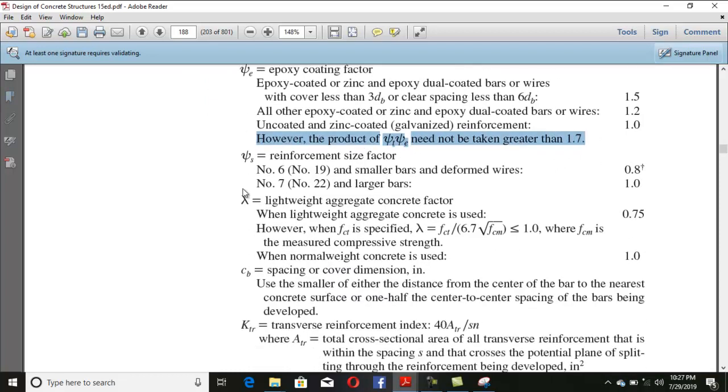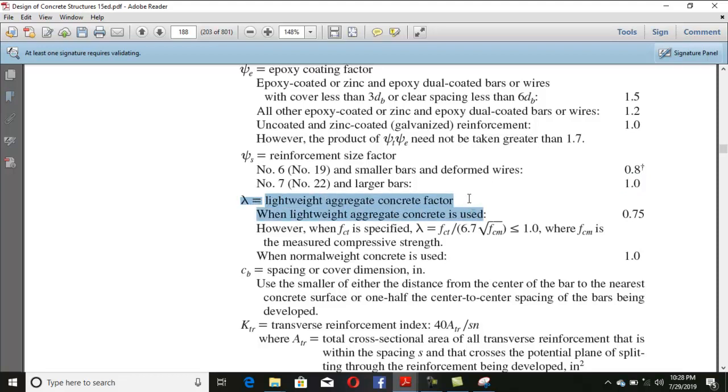Okay. Psi is the size factor. You know, I already mentioned, whenever you are increasing your bar diameter, what will happen? Your development length is increased for higher size of bars, and once you are decreasing your bar size, your development length will decrease. So if your bar size is 6 or smaller, you have to multiply by 0.8, and your development length will be decreased. If you multiply it by 1, the development length will remain constant. It doesn't affect. Okay, that is the size factor.